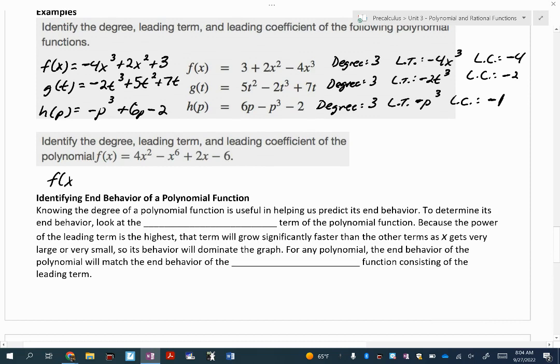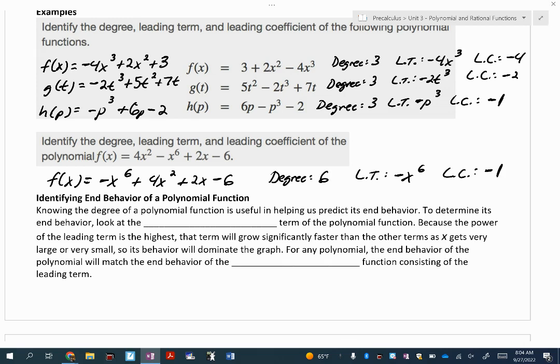Let's do another one here. f of x equals negative x to the 6th power plus 4x squared plus 2x minus 6. So our degree is 6. The leading term is negative x to the 6th power, and the leading coefficient is negative 1. So the end behavior here, since it's an even degree with a negative leading coefficient, both ends would be going down.